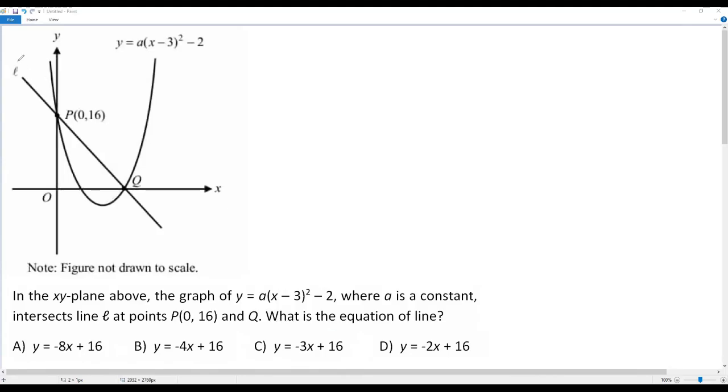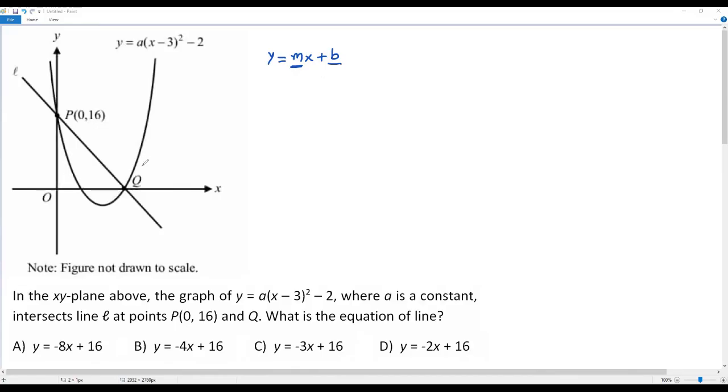Okay, our aim is to get the equation of this line. When I go over the answer choices, in each answer choice I have the equation of the line in slope-intercept form. That is y equals mx plus b. Here this b represents the y-coordinate of the y-intercept. When I look at the y-intercept of the line over here, the y-coordinate is 16, so this is the value of b. Still we need the slope of the line, m.